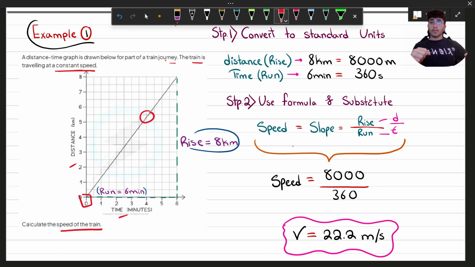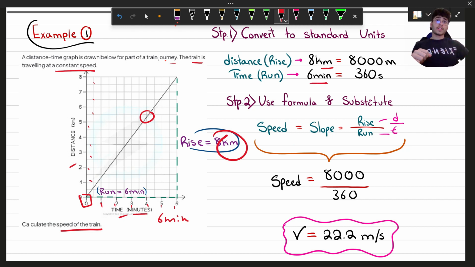The run is 1, 2, 3, 4, 5, 6. The unit is minutes, so 6 minutes. The rise is 1, 2, 3, 4, 5, 6, 7, 8. The unit being used here is kilometers. The rise is 8 kilometers. So rise is 8 kilometers. This is the distance. Time, run, is 6 minutes.